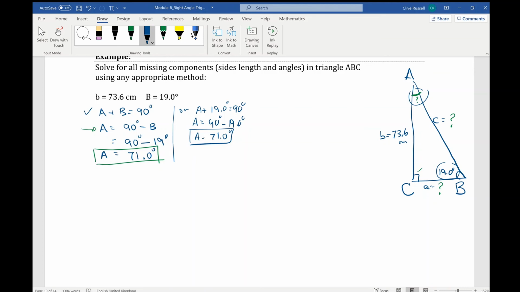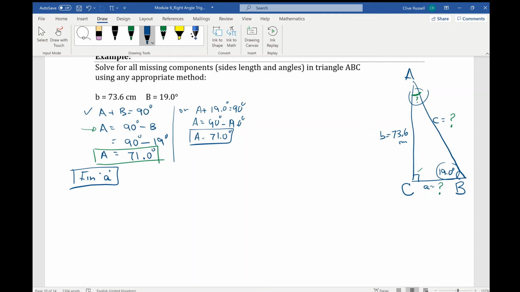All right. So now we have found angle A. So that's done. So what is left to be found now? We have to find side A and side C. So you have to determine, what do I want to find first? Doesn't make any difference. So let's say that we want to find, first of all, side A.